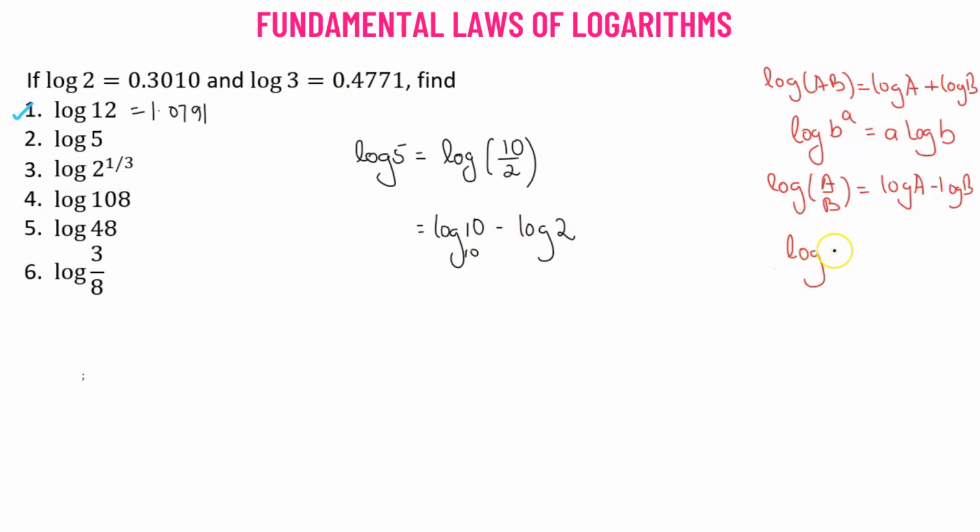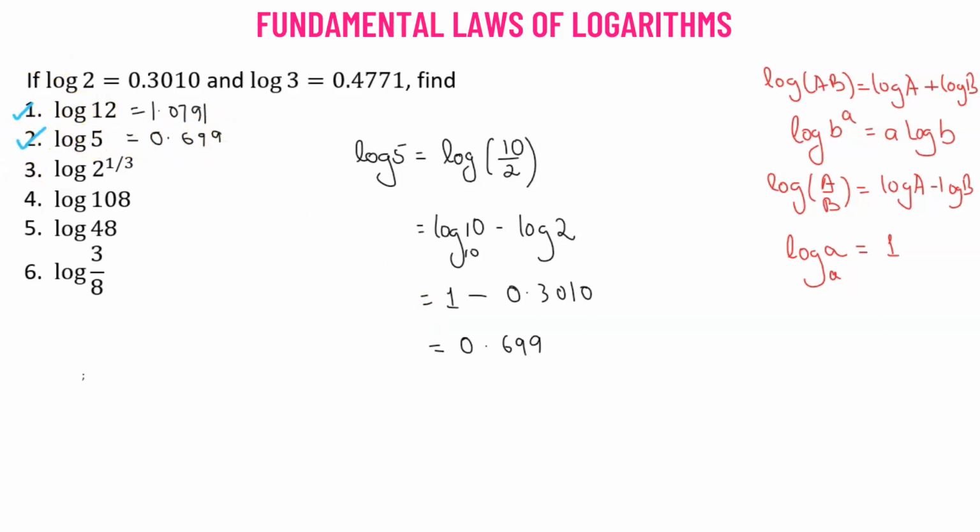We know that log of a with a base of a is always equal to 1, and in our case a is equal to 10. So log of 10 with a base of 10 is going to be equal to 1 minus log of 2, which is already provided, 0.3010. Now when we subtract it, we get 0.699. So this is the value of log of 5. Let's write it down here, 0.699. So 2 is done.